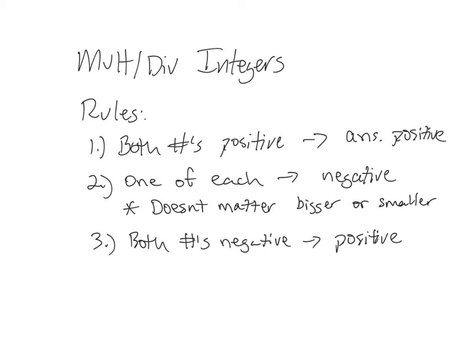The problems are really simple. You're just going to multiply or divide the numbers like normal. Doesn't matter if they're positive or negative or one of each. You just multiply or divide the numbers, and then you'll deal with the sign based on what we just did right here with the rules. Okay?